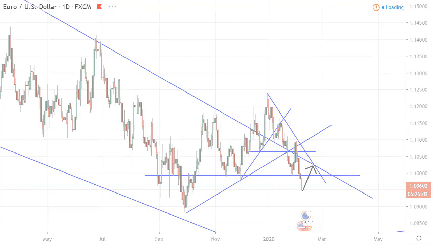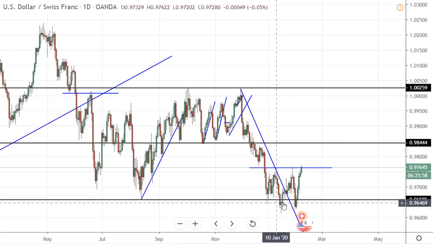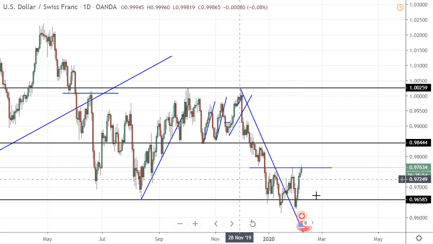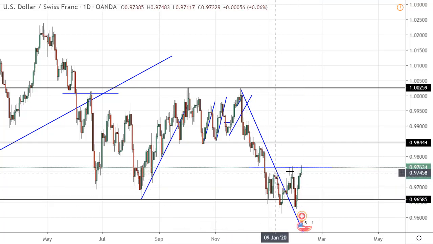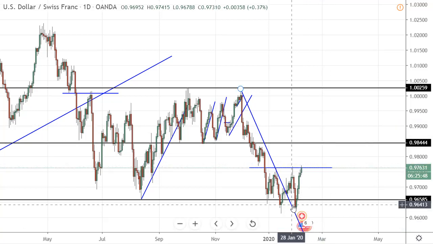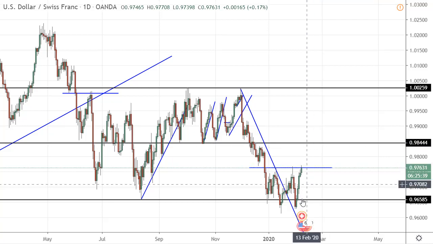Then US dollar Swiss franc, what are we up to here? Okay, this turned out to be a double bottom and a fake breakout. So for now it's interesting to see. We have this resistance area over here. If we get a break, we can see continuation. I am not trading the continuation because the target is already at this level, so there's not a lot of room to be taking a trade.